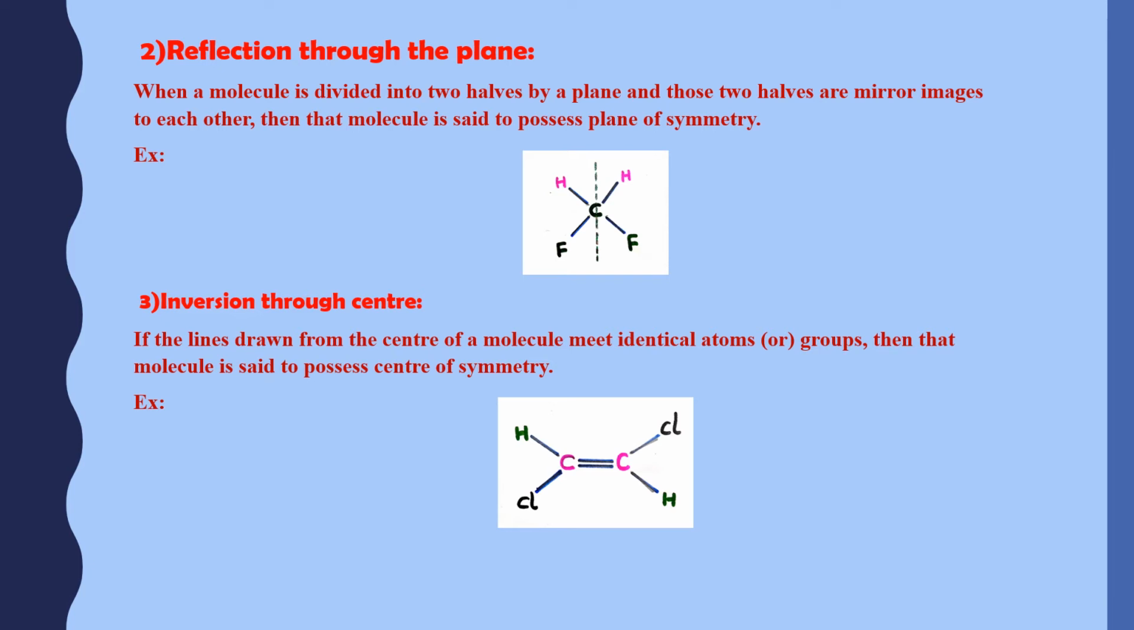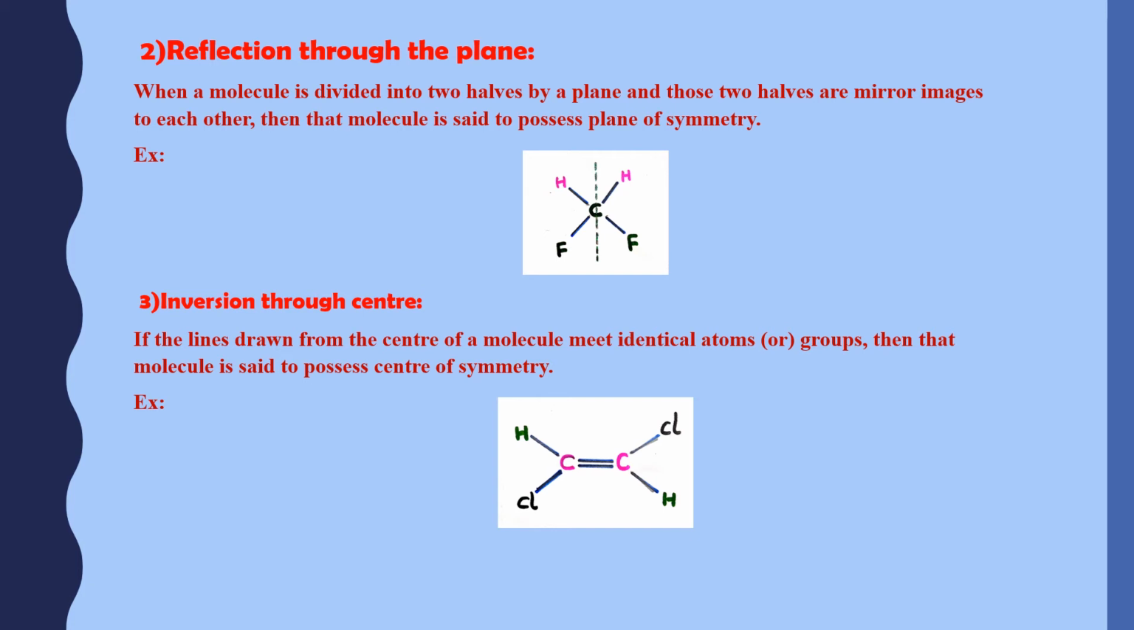Next, third symmetry operation, that is inversion through center. What is this symmetry operation? If the lines drawn from the center of a molecule meet identical atoms at equal distances, then that molecule is said to possess a center of symmetry. This is one of the symmetry elements which can also be called the symmetry operation, inversion through center.